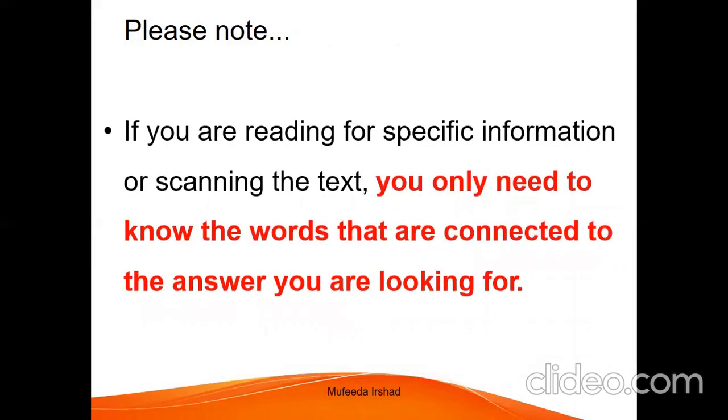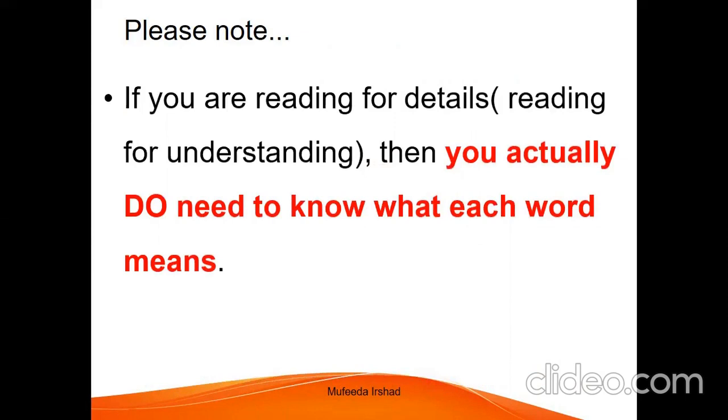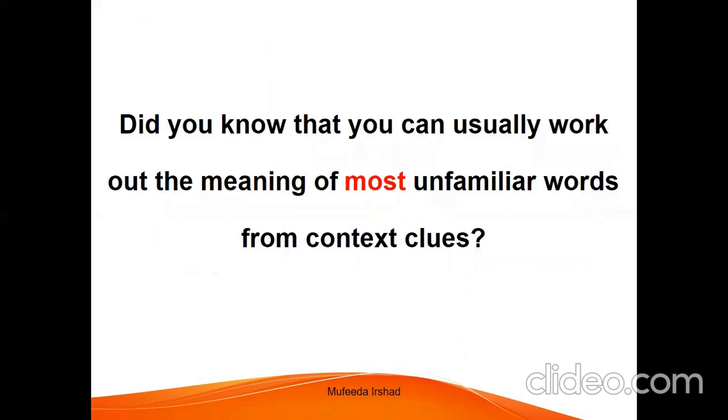If you're reading for specific information or scanning the text, you only need to know the words that are connected to the answer you're looking for. But if you are reading for details, that is reading for understanding, then you actually do need to know what each word means. Please keep that in mind. Did you know that you can usually work out the meaning of most unfamiliar words from context clues?